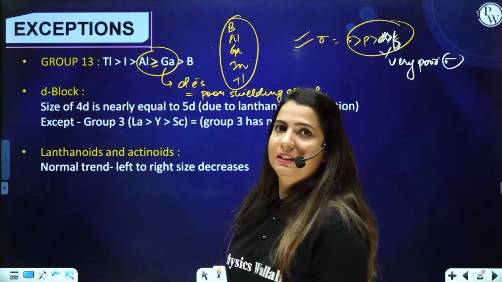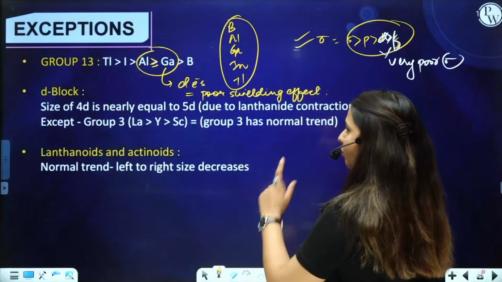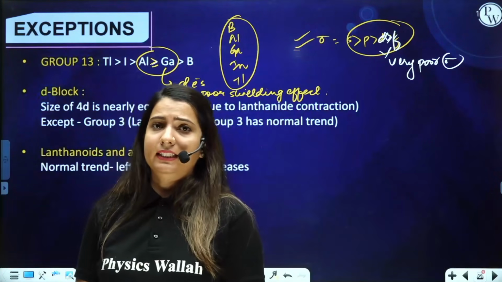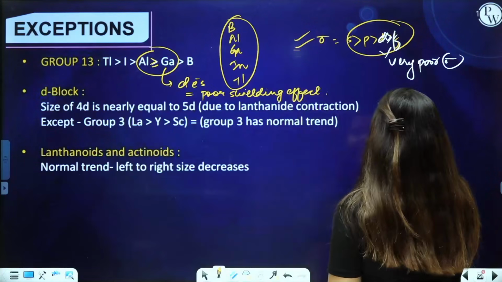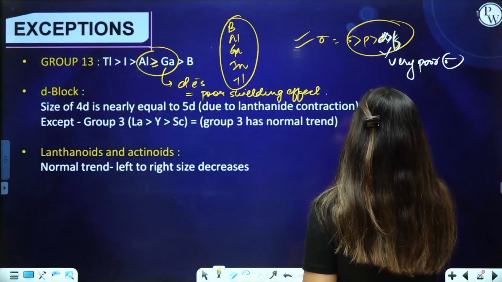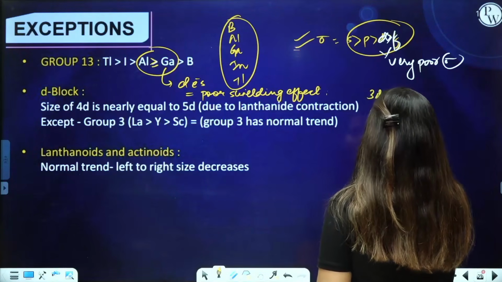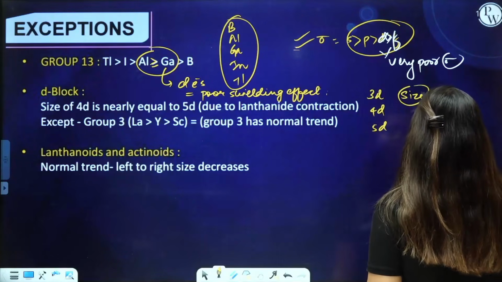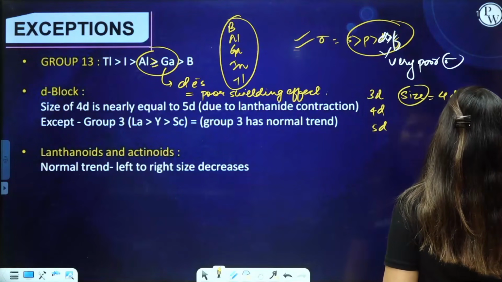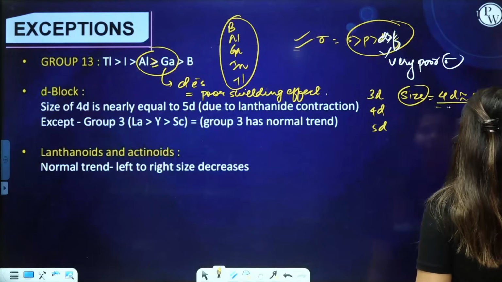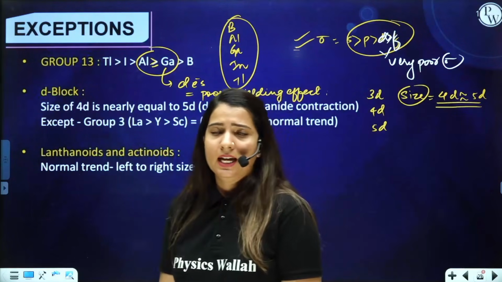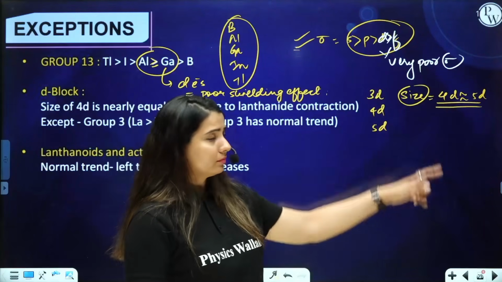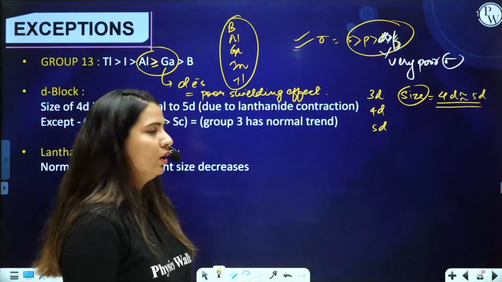For the D block elements, there is some exception present. When you are moving from 3D to 4D to 5D, the size of the 4D series and the 5D series is almost constant. If I talk about the 3D series, then you move to the 4D series, then the 5D series. Always remember the exceptional order: the 4D size is almost equal to the 5D size. You have studied this in the D block elements, you have studied lanthanoid contraction. There you study that 4D and 5D elements are having almost equal size.